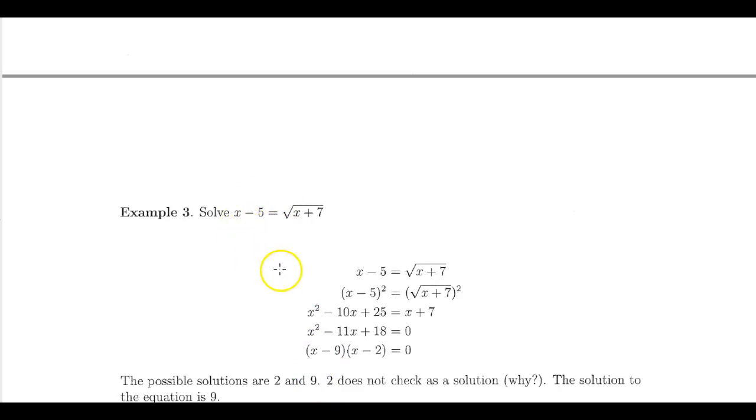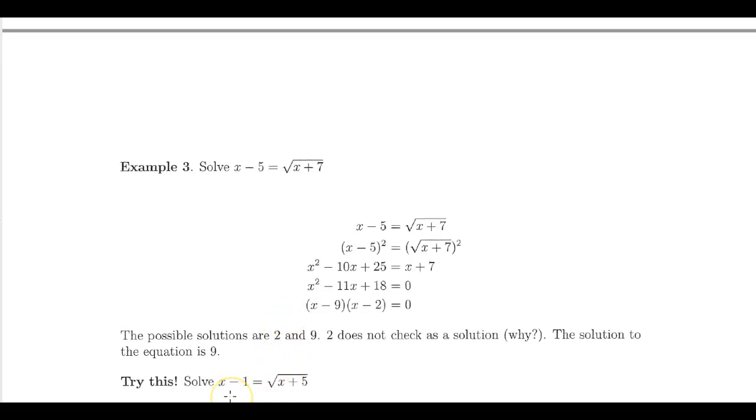If we check, 2 minus 5 is negative 3. So 2 really doesn't work. But 9 minus 5 is 4, and 9 plus 7 is 16, and the square root of 16 is 4. So 4 equals 4. So 2 does not check, and the solution is 9. When we have situations like this, you just want to make sure that you are checking solutions and making sure that both make sense.